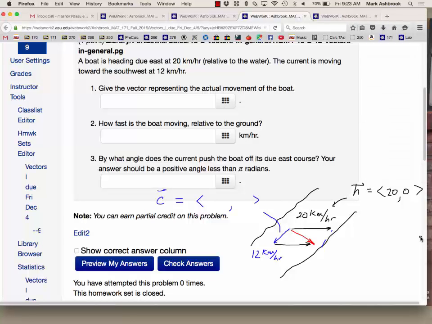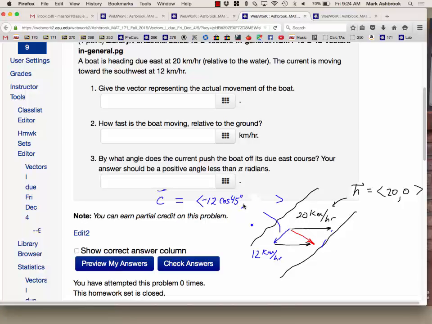Right? The speed is entirely in the horizontal direction to the right and not up and down at all. Okay? How about our current vector? How about the x component? It's going to be negative 12 cosine. Negative 12 cosine.